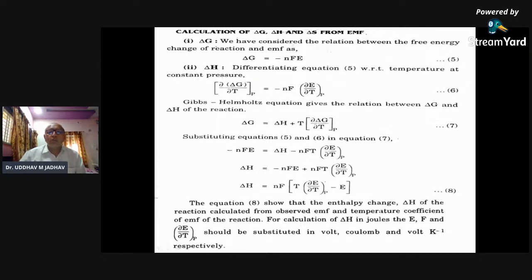Good morning, dear students. Last time we have seen the calculation of delta G, delta H, and delta S from the EMF, and how delta G, delta H, and delta S can be calculated by knowing the EMF of a cell or by constructing the cell, and how to calculate EMF.